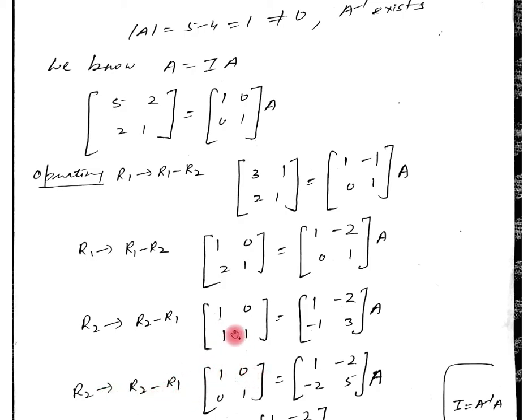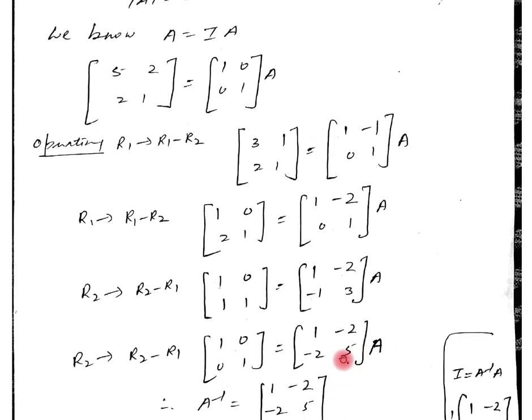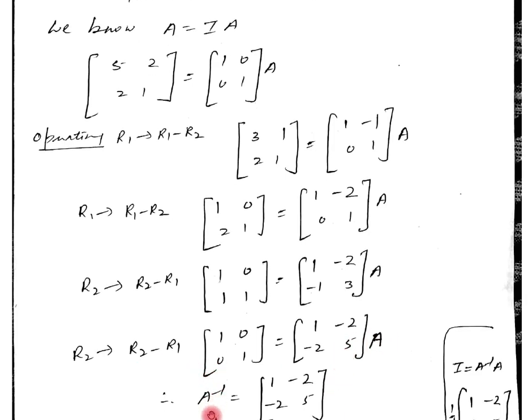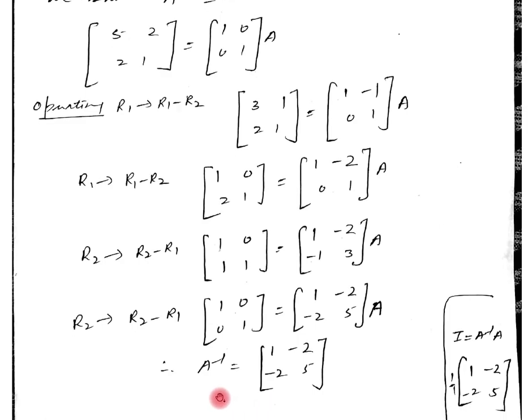First row as it is, 1 minus 1 0, 1 minus 0 1. Similarly here minus 1, minus 1, minus 2, 3, minus minus plus, 3 plus 2 equal to 5. Now here the product of these two matrices is equal to I. This implies A inverse equal to 1 minus 2 minus 2 5. This is how to find out A inverse by using elementary transformation.